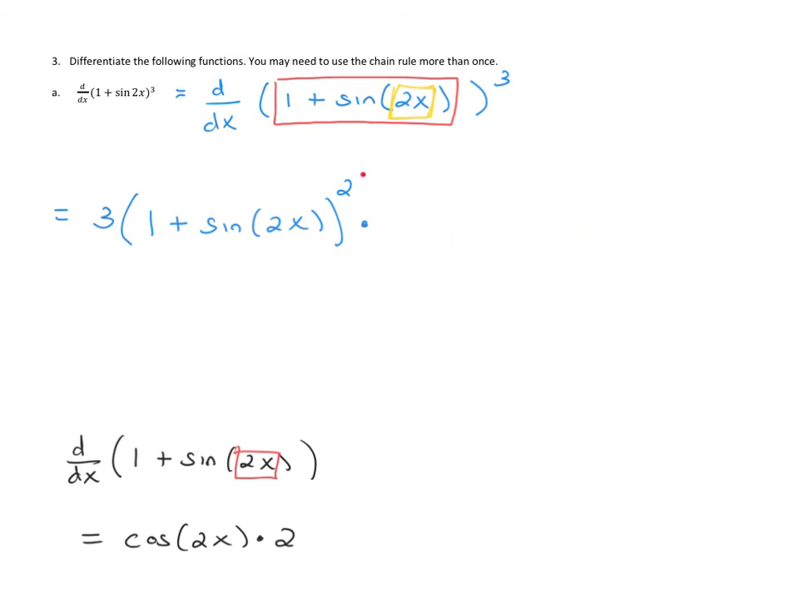The derivative of 1 is 0, so I won't write it. The derivative of sine again goes to cosine of 2x, but by the chain rule, the 2 is coming out. There were 2 compositions I saw here: something composed in the power of 3, which is why this piece ended up here, and at the same time another composition here, and that's where this 2 came from.